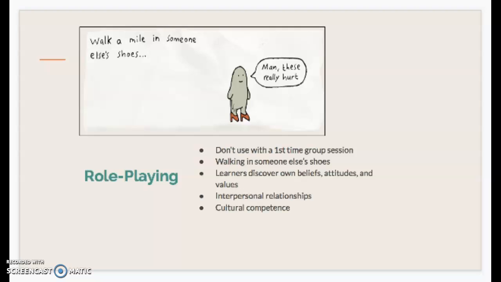In role playing, learners gain experience to walk into someone else's shoes, allowing them to discover their own beliefs, attitudes, and values. It also gives them the opportunity to improve their understanding of interpersonal relationships, and it's useful in teaching cultural competence because participants are able to obtain feedback from each other through discussions of what they experienced and how they felt about it. Being able to assume a role is such a humbling experience because it enhances our ability to relate to that person more, which ultimately helps our delivery of care.